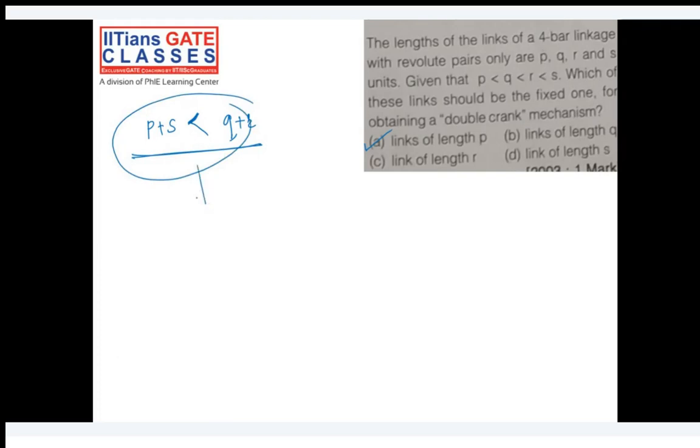Yeah, you already know. Length of shortest link plus largest link, P plus S, has to be less than Q plus R in order to have at least one revolving link. That is our Grashof law. Okay, and then only we have at least one crank. In order to have a double crank, you have to fix the shortest link. First of all, this criteria has to be followed. Then P has to be fixed.